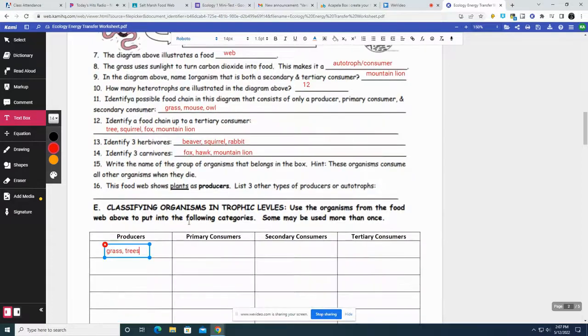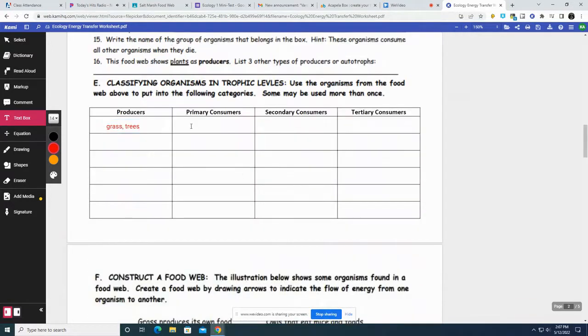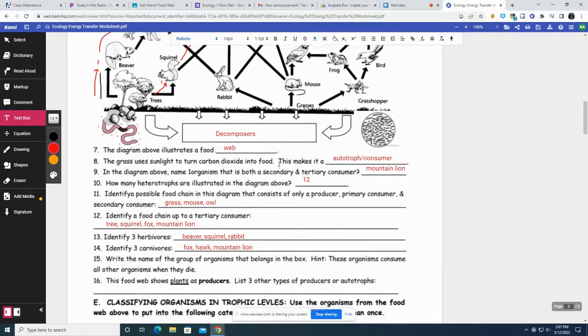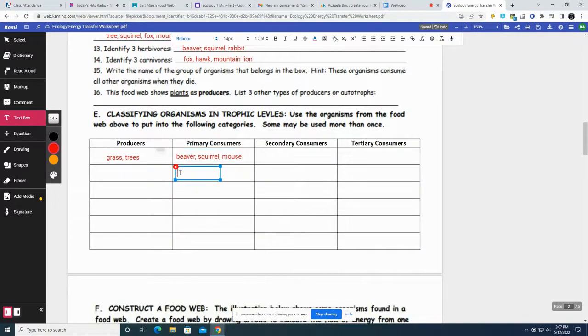All right, who are the primary consumers? Things that only eat plants. Beaver, squirrel, rabbit, mouse, grasshopper. And if there's a few more, who cares? I got most of them.